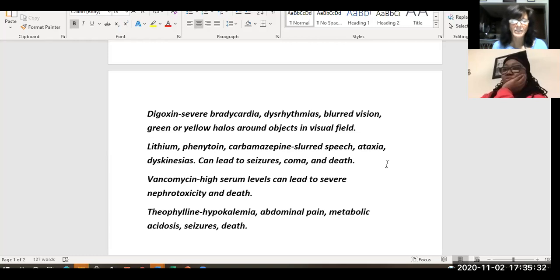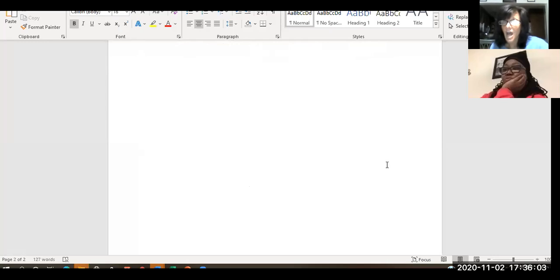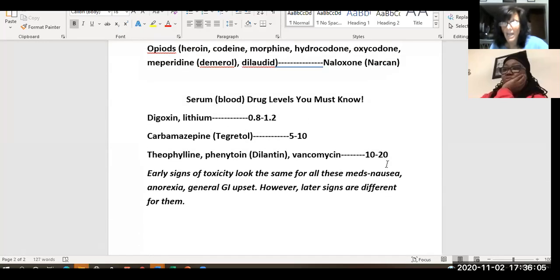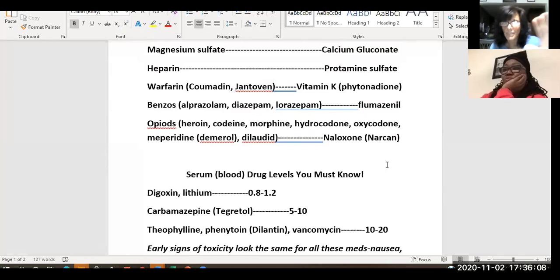Theophylline is an old school medication that's used for asthma. Aminophylline is the mother of theophylline, right? They're basically the same drug. And with increased theophylline levels, it can cause hypokalemia, severe abdominal pain. Patient can go into metabolic acidosis, even seizures and death if their levels are too high, okay? So you want to make sure that you understand those toxic risks and those levels, okay? That's important. So make sure that you know them.